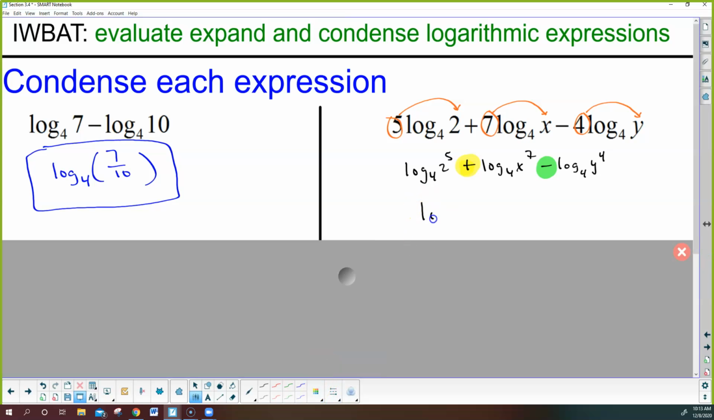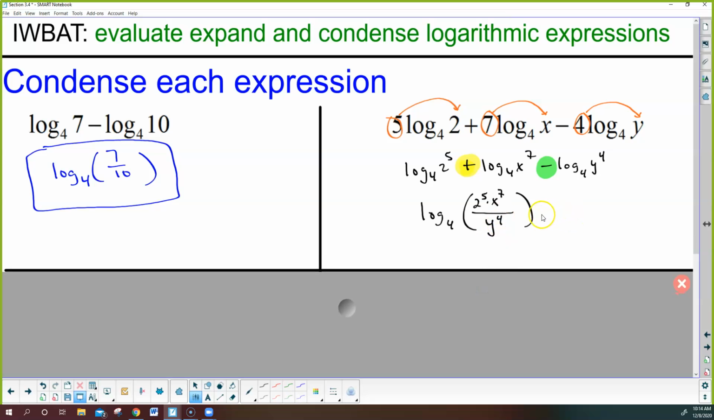All right, so I'm going to take the log of base 4, and then I've got a product up top, 2 to the 5th and x to the 7th. Those are being multiplied together, so it was split up through addition. And then it's being divided by the y to the 4th.